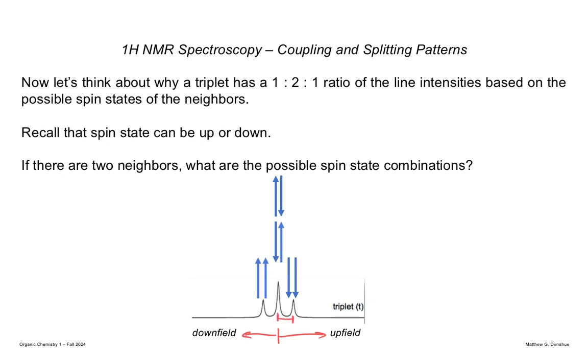So let me draw this in real quick as best I can. See this distance here, and then this distance here. Those are going to be equal distances. And that's called J, which is the coupling constant. And that's reported in hertz. It's constant because no matter what instrument you measure it on, that value will always be the same.